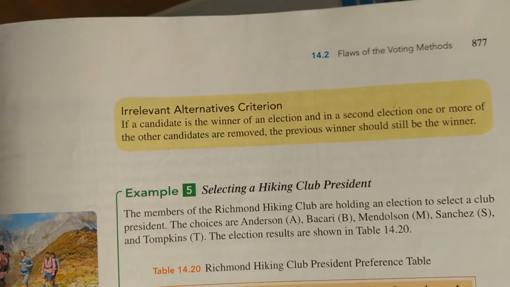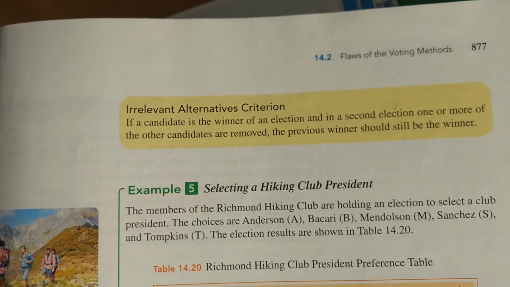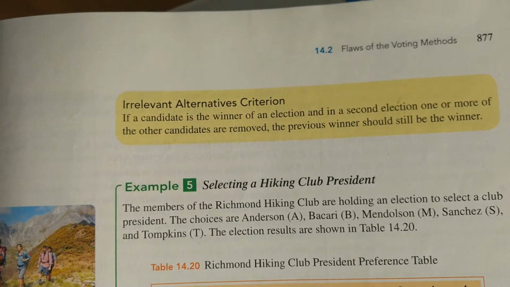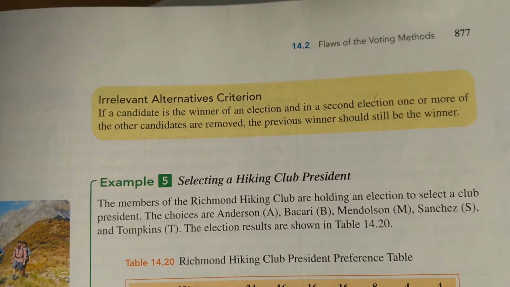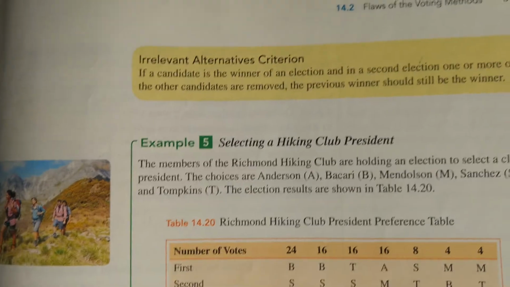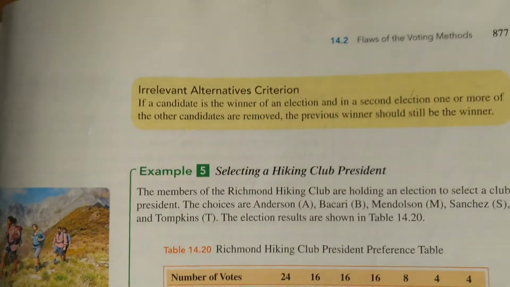And the last one is the irrelevant alternatives criterion. If a candidate is the winner of an election and in a second election one or more of the other candidates are removed, the previous winner should still be the winner. All right? Again, this is all based on math. This is what pure math tells us should happen.